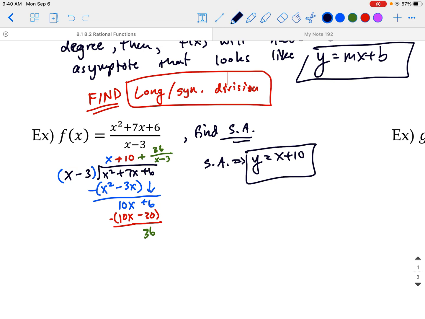And that's because as x goes to either infinity, extremely to the right or extremely to the left, what happens to 36 over x minus 3? Well, x is going to get really, really large or really, really small. So this is going to shrink to 0. So we can ignore the remainder. All we need to look at is the linear portion of the expression. Obviously, if I'm taking a quadratic divided by a linear, that's going to give me some sort of linear equation. So y equals x plus 10 would be our slant asymptote.